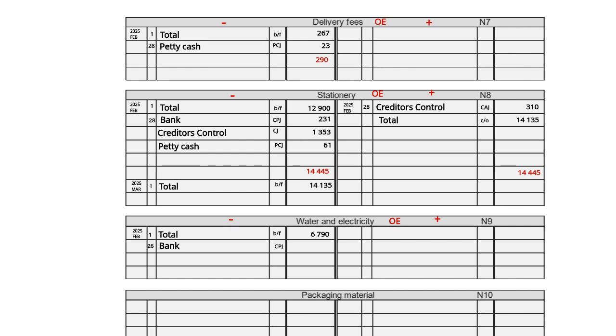Water and electricity is also an owner's equity expense. I already entered my total on the 1st of February, 6790. And then if I go to my CPJ journal, my total is 5670. That is the only entry for water and electricity. So now I add up my debit side and I get a total of 12,460.